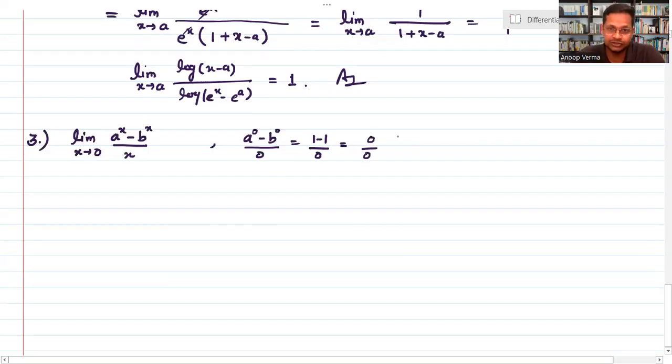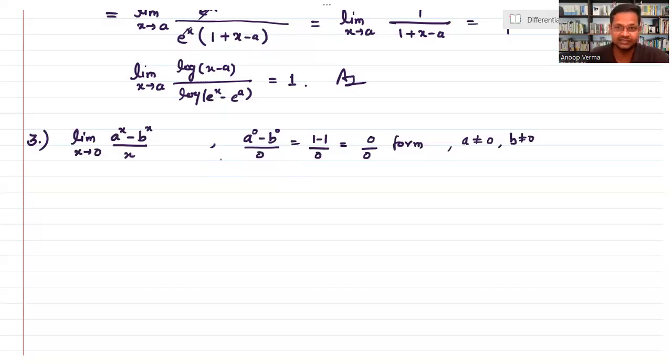So it is the 0 upon 0 form, right? You can put it in and see what comes. And this a and b should be non-zero. Okay, so then we can say this a to power 0 and b to power 0 is just equal to 1. But in the problem it is not mentioned. We are assuming that a and b are non-zero, and that is why we are taking this equal to 1. So this is the 0 upon 0 form.